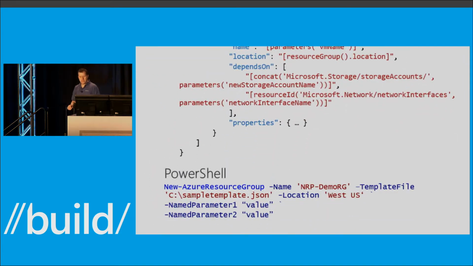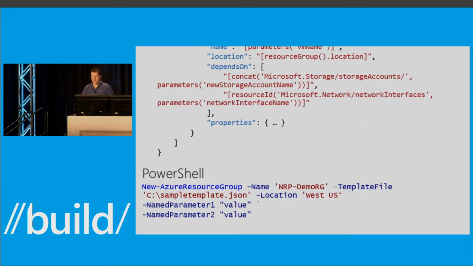Okay, so we have lots of things here. I'm not going to spend too much time on this because we're going to go through a bigger example in a second. But just to call your attention then on the PowerShell, to use this template, this is all we do. We have PowerShell, New-AzureResourceGroup. We also have support to do this in XPlat and so on. And specify the name, the template file we want to use, what region we want to deploy this into, and then the named parameters that we want to pass in values for.